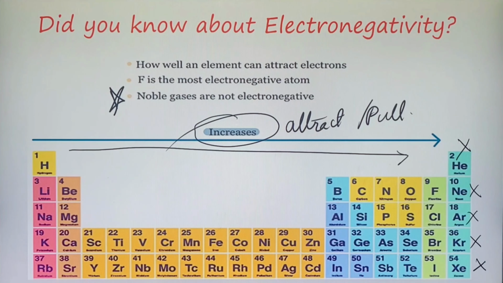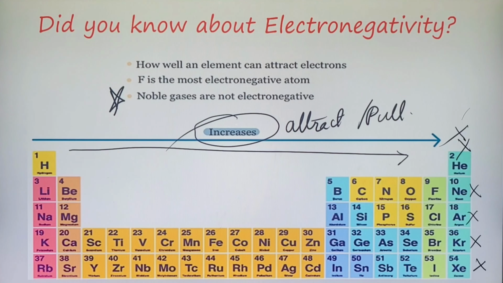They do not attract, they do not pull the electron towards itself. They are not at all interested. They are happy in their own world. So noble gases do not have any electronegativity. They do not pull the electron. They do not need an electron. They are not interested in the outside world. They are very much happy with their own self.